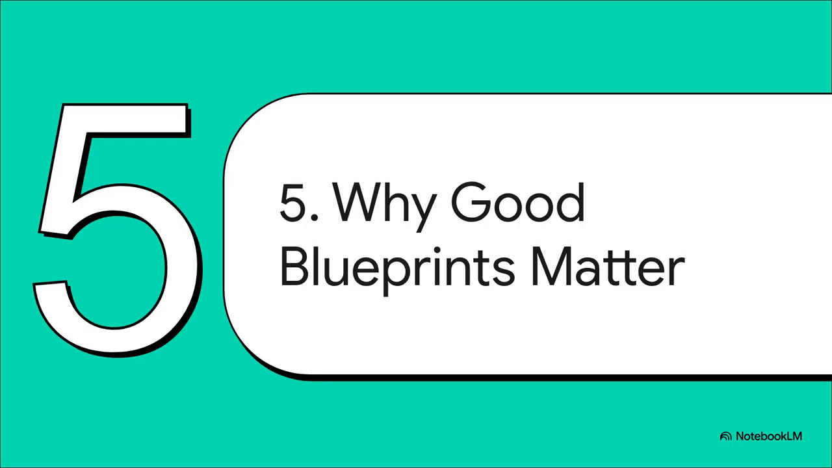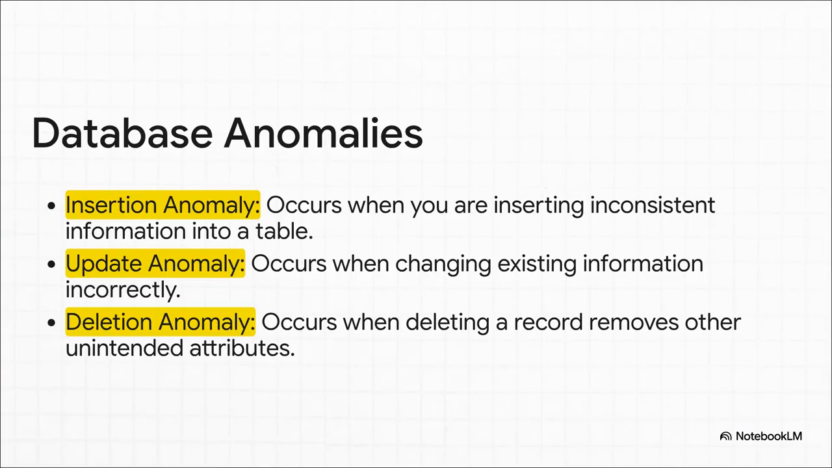So why do we go through all this trouble? Why all these layers and models? Because a good blueprint, a really solid data model, is what stops those messy problems we talked about at the beginning. It prevents the chaos before it even has a chance to start. See, without a proper model, databases get these nasty glitches we call anomalies. They're painful and they're dangerous.